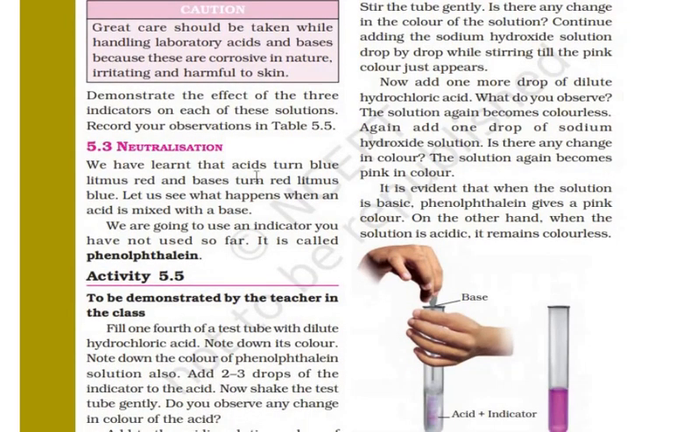Neutralization. We have learned that acids turn blue litmus red and bases turn red litmus blue. Let us see what happens when an acid is mixed with a base. We are going to use an indicator you have not used so far. It is called phenolphthalein. This indicator we will use now in the activity.